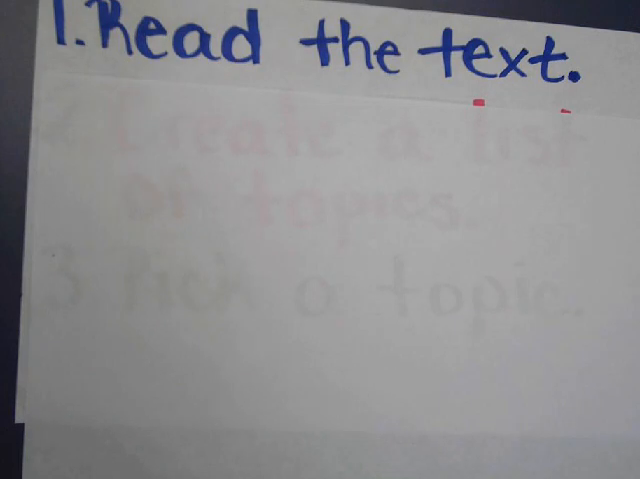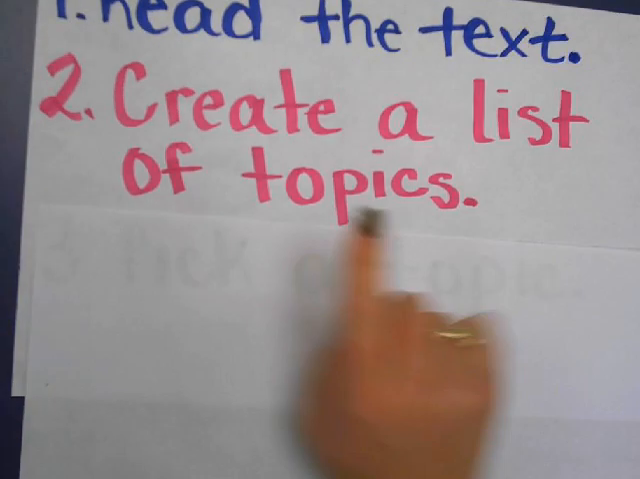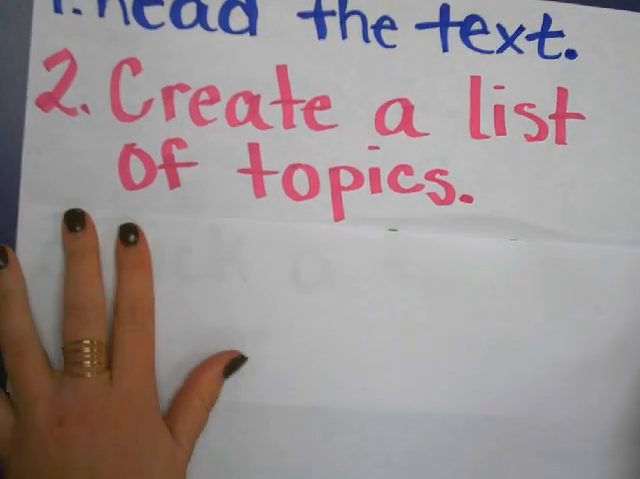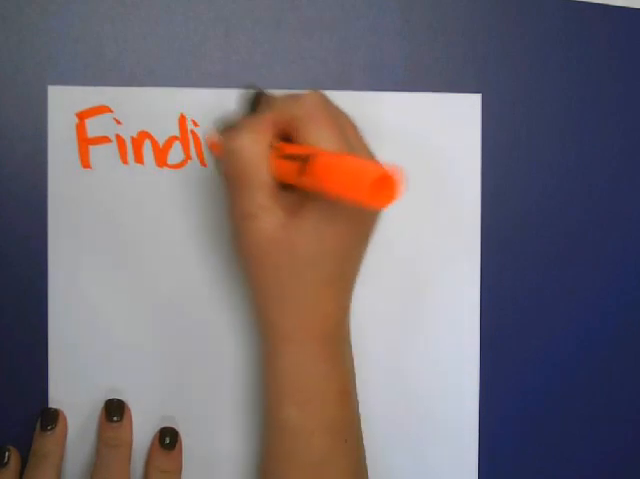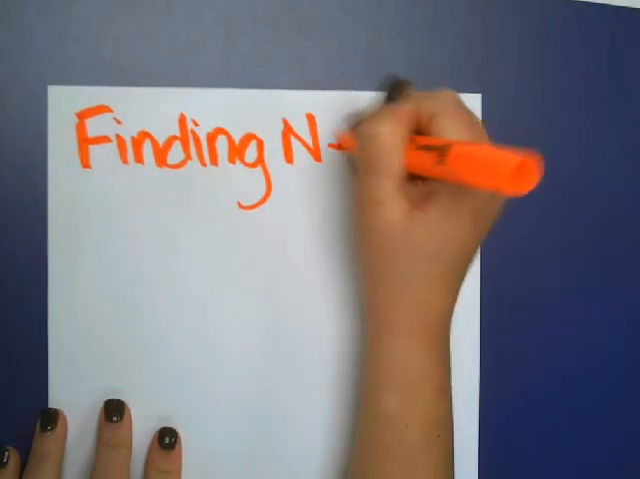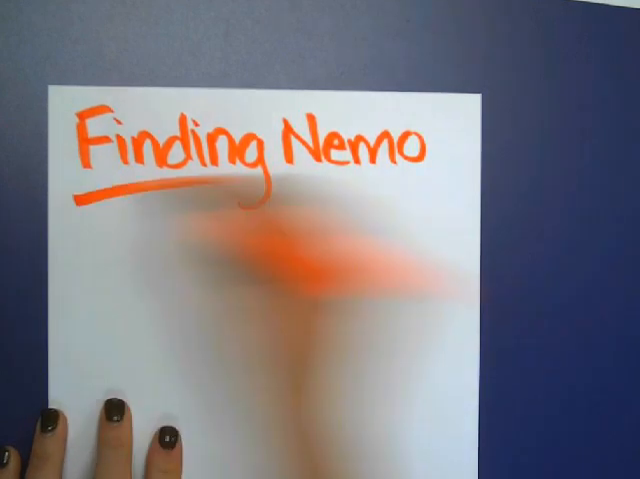And what we're going to do with that is create a list of topics like we just did here, but we're going to make them topics that came up frequently in the movie Finding Nemo. So that's going to be our step 2. We're going to go ahead and do that right now. All right, so I'm going to grab another sheet of paper, and we're going to create a list of topics that come up frequently in the movie Finding Nemo. All right, so here we go. Finding Nemo.